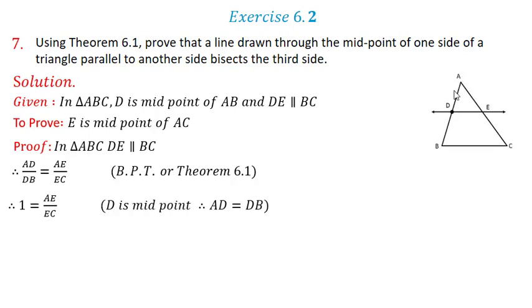Now as D is midpoint of AB, I have AD upon DB equal to 1. So I will say that 1 equal to AE upon EC. That gives me AE equal to EC. Now as AE equal to EC, E is the midpoint of AC. Hence we have proved that when we draw a line parallel to one side from midpoint of a side, then it bisects the other side also.